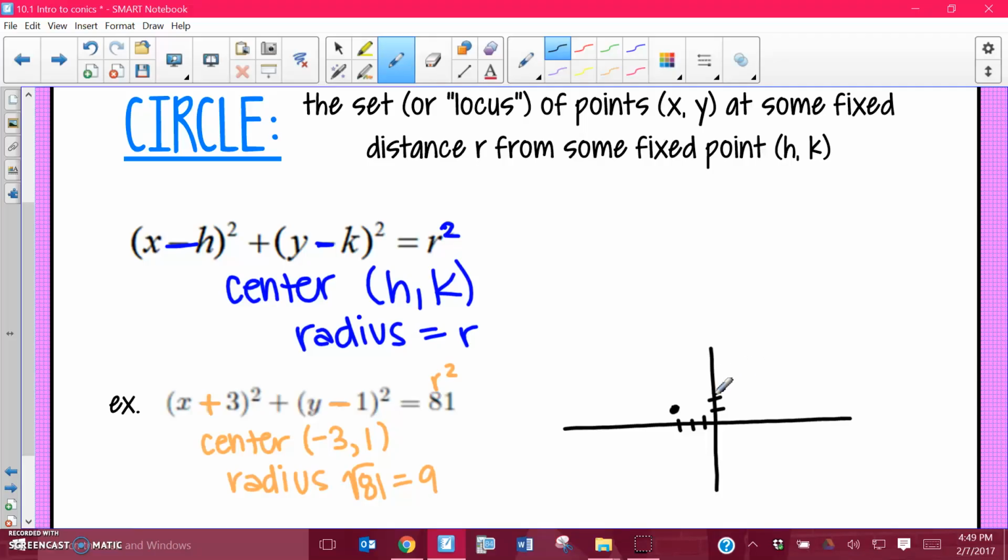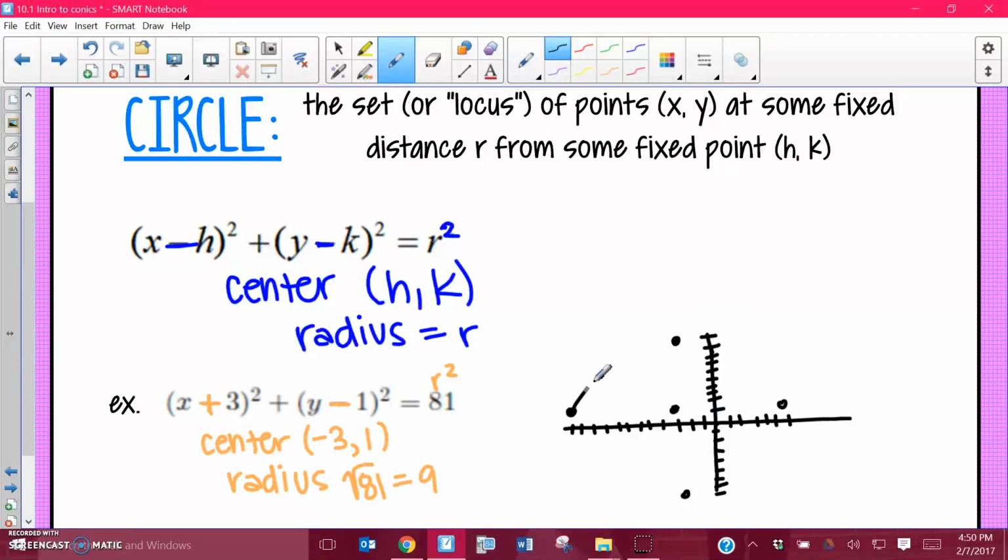So I'm going to go up 9: 1, 2, 3, 4, 5, 6, 7, 8, 9. And then I'm going to go to the left 9: 1, 2, 3, 4, 5, 6, 7, 8, 9. Go down 9: 1, 2, 3, 4, 5, 6, 7, 8, 9. And then over, so 1, 2, 3, 4, 5, 6, 7, 8, 9.